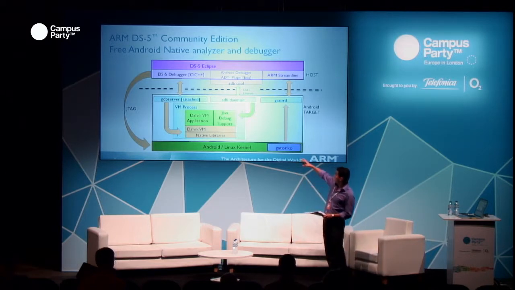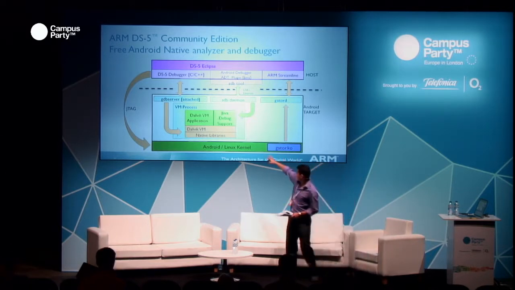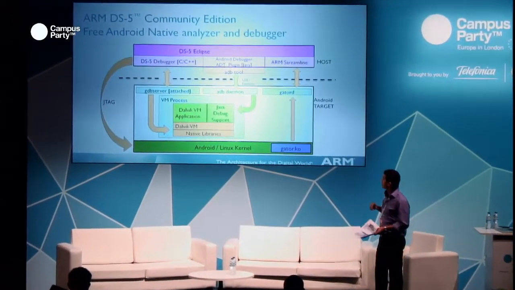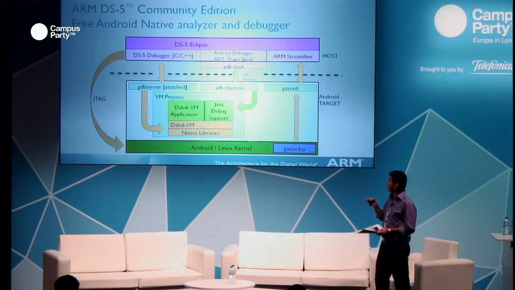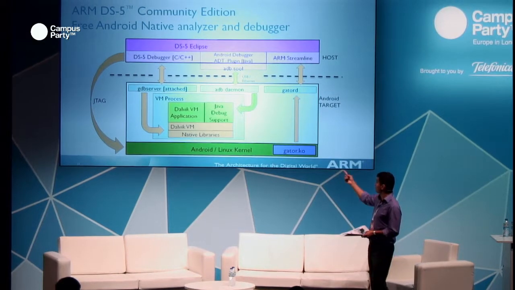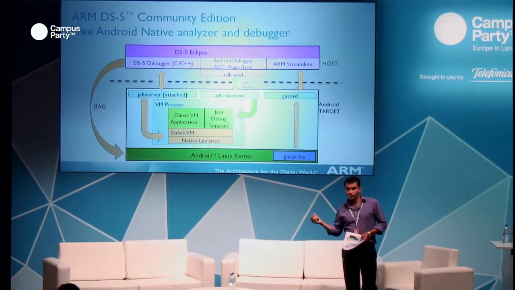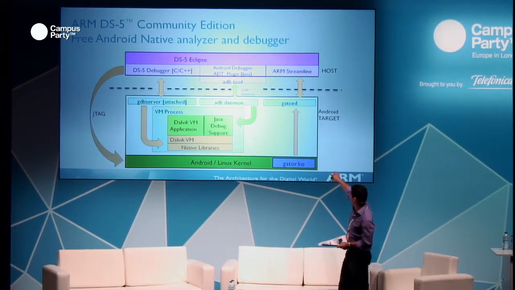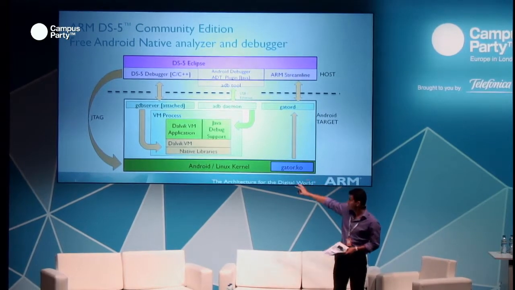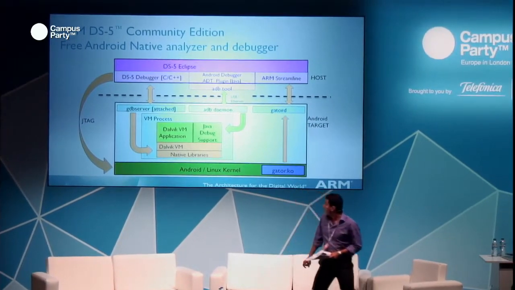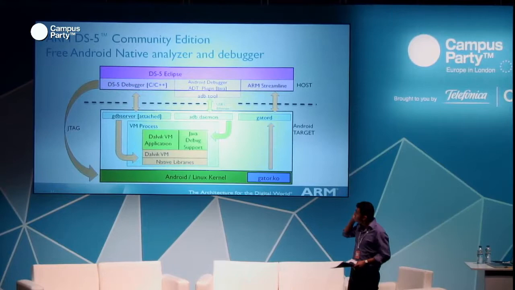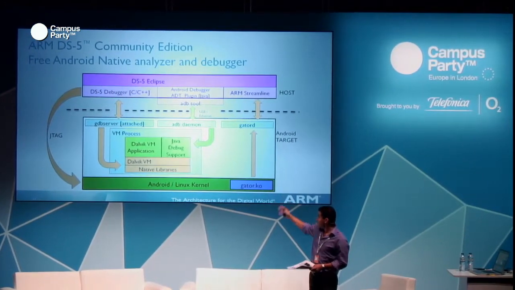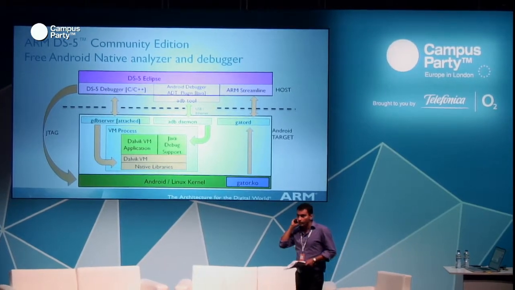There is the very high-level Java debugging, which you can see in the middle. The way it works is that you run the ADT, and the Android debugger connects to what's called the ADB daemon, which is running on your system. So this blue bit behind the dashed line, at the bottom of the dashed line, that's your Android system running with the Linux kernel at the bottom. And that bit at the top is your host running Eclipse.